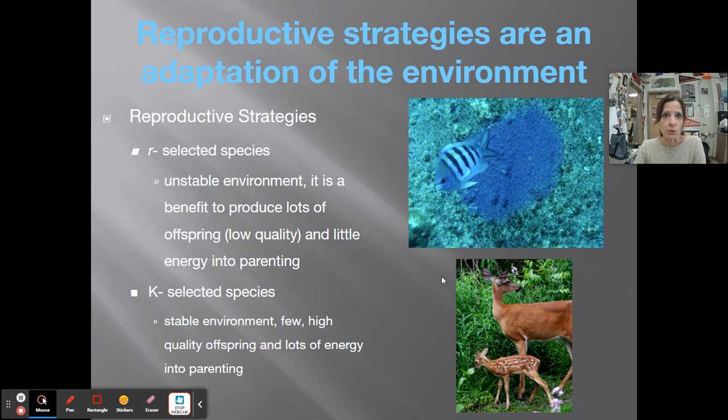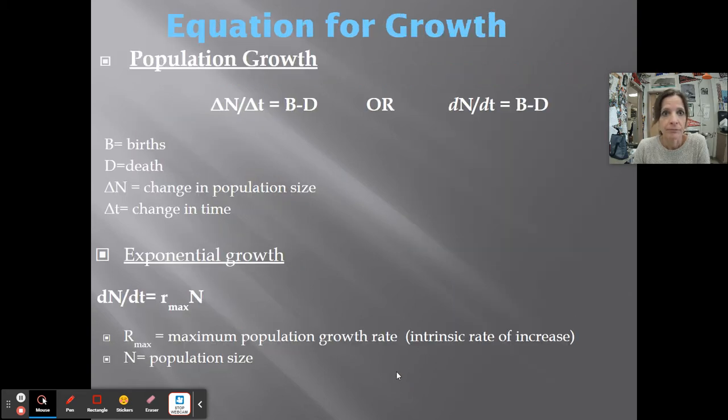So that'd be like fish or spiders or, I don't know, anything, insects, right? And K-selected species is the opposite. So they have few offspring, they spend lots of time parenting, and the offspring are good quality, and so they survive. And an example would be deer. We are K-selected, elephants, any of those.